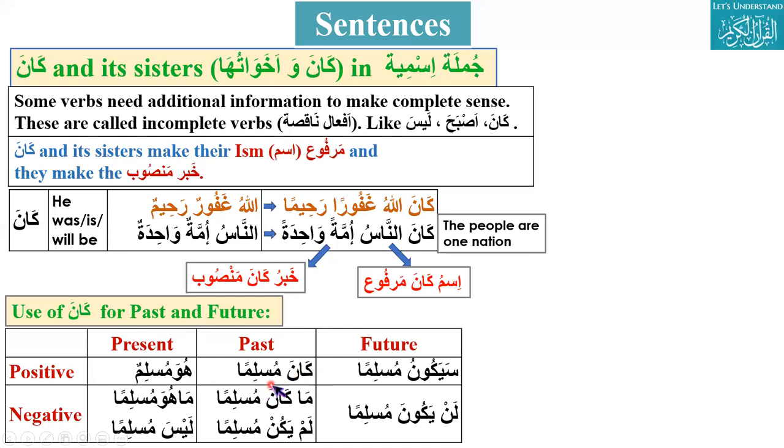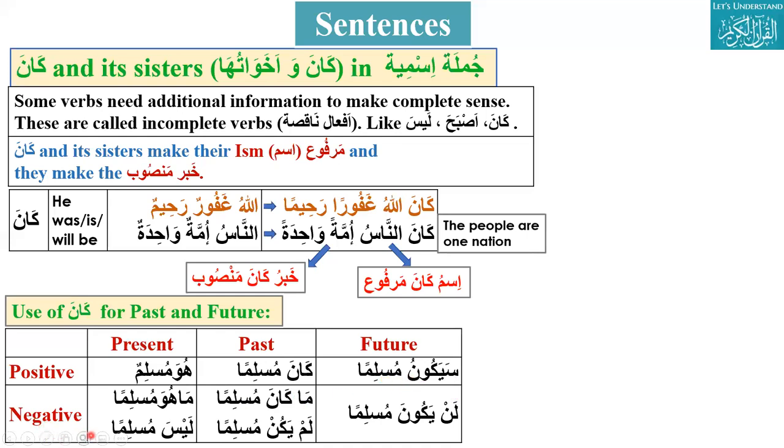Similarly, if you want to make future, you have to put sa before that. When we discuss kana, all the forms like kana, yakunu, so sa yakunu musliman. Again here musliman, this is the effect of this kana. It is making muslimun into musliman. So the khabar becomes mansub here. So sayakunu musliman, sa means soon, he will be Muslim. So this is about future.